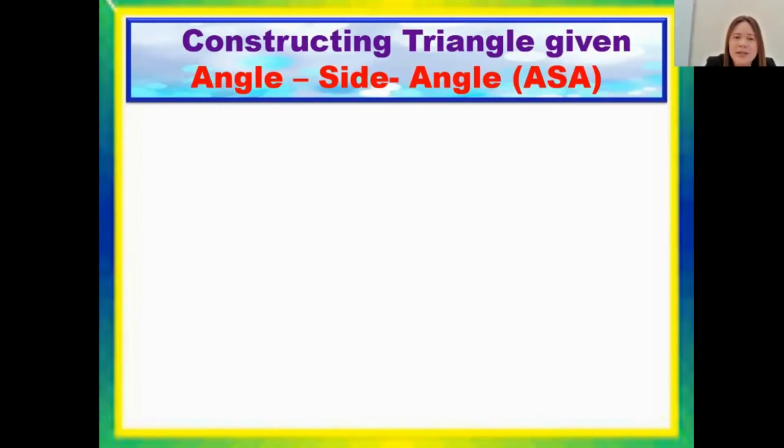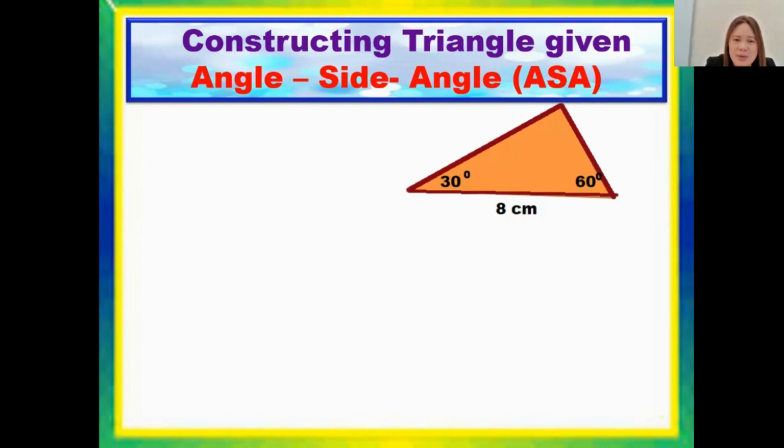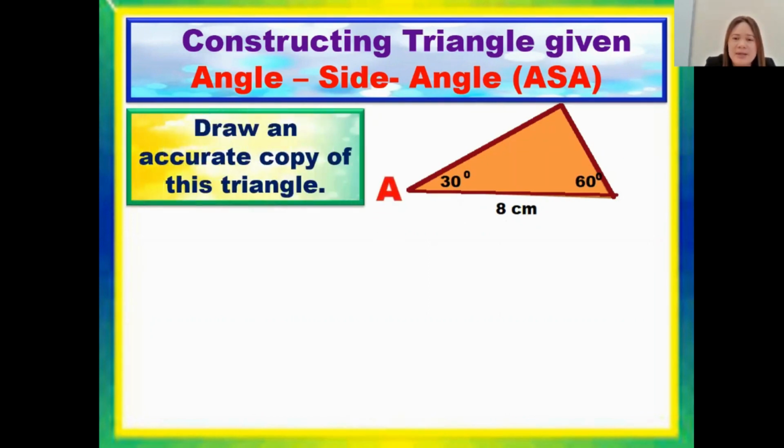Construct a triangle given angle, side, angle, or ASA in short. So the side must be included. As you can see here in the triangle given, there are two angles given and there is a side in between them. So that's why we call it ASA.